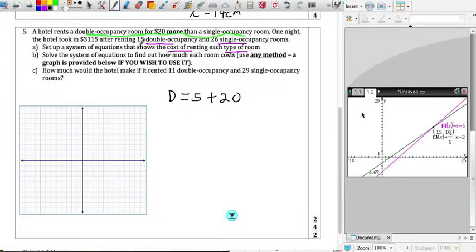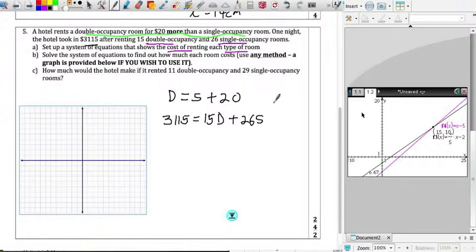And then our second equation will come from this other given information. A total of $3,115 was taken in after renting 15 double occupancy rooms and 26 single occupancy. And so 3,115 is the money that they took in. That money will come from 15 multiplied by the cost of a double occupancy room plus 26 multiplied by the cost of a single occupancy room.